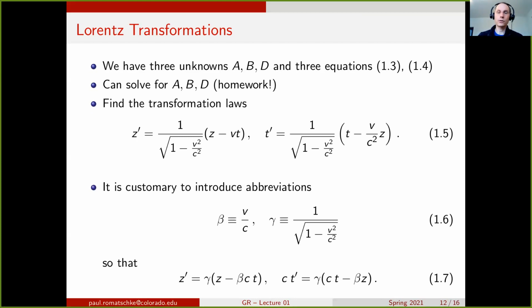It's customary to introduce abbreviations such as beta for the ratio between the velocity and the speed of light, and gamma for 1 over the square root of 1 minus beta squared, such that these transformation laws are simpler to write. We just get z prime is gamma times z minus beta ct, and ct prime is gamma times ct minus beta z.